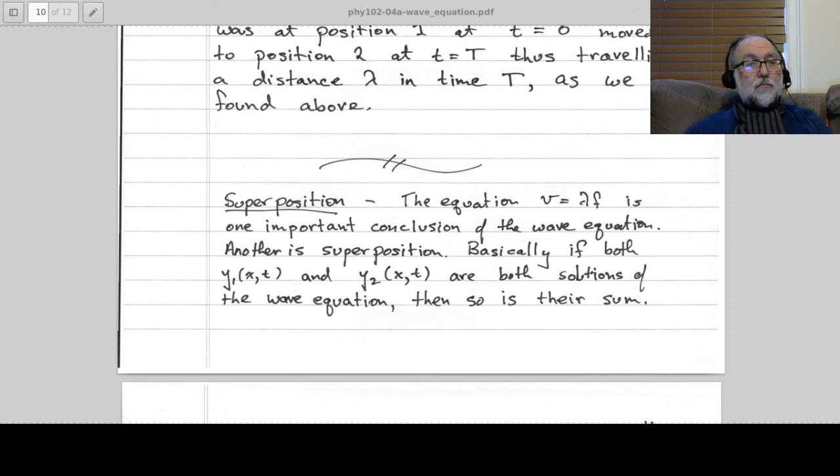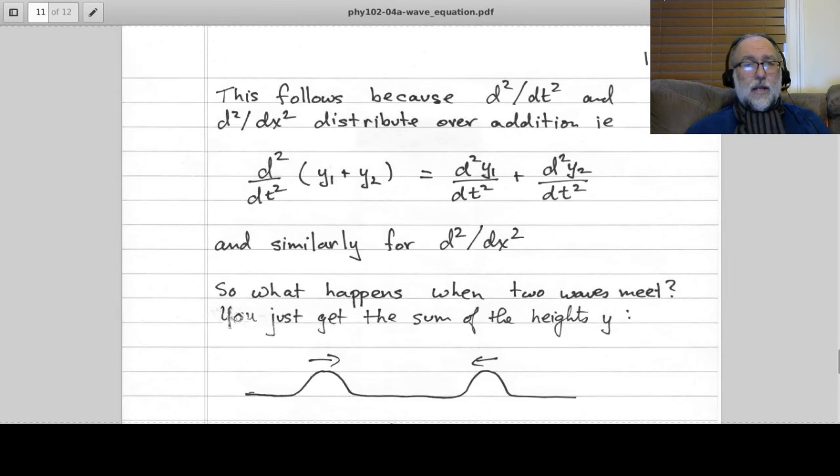I can show that here. I could first show it to you mathematically and also show it to you graphically. Why does that work? Well, imagine that you have y1 as a solution and y2 as a solution. If you take the second derivative of the sum of the two, the second derivative just distributes over the two. So the second order derivative with respect to time of y1 plus y2 is just the second order derivative of y1 plus the second order derivative of y2. This follows from the fact that the derivative distributes over addition.